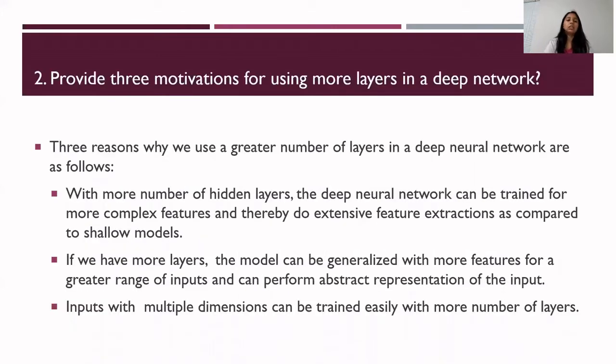The next question is: what are the 3 motivations for using more layers in a deep neural network? If we use more layers, the network can be trained for more complex features and thereby do extensive feature extraction as compared to shallow models. Also, with more layers, the model can be generalized with more features for a greater range of inputs and can perform abstract representation of the input. If a given input is of multiple dimensions, then that can be easily trained if we have more layers.